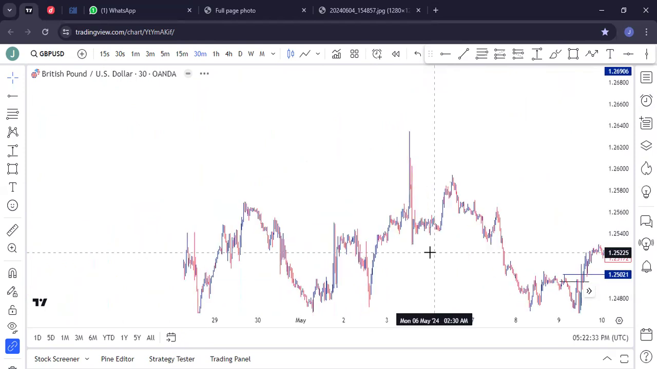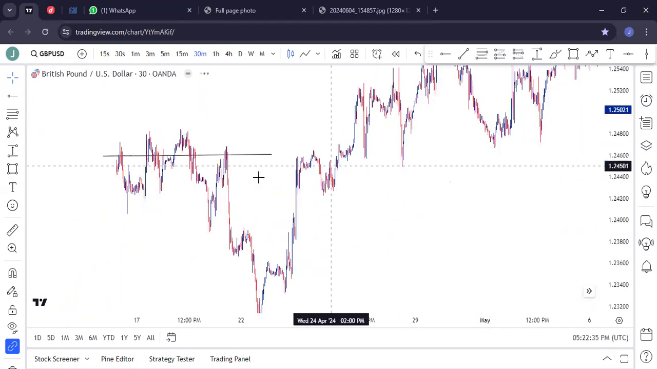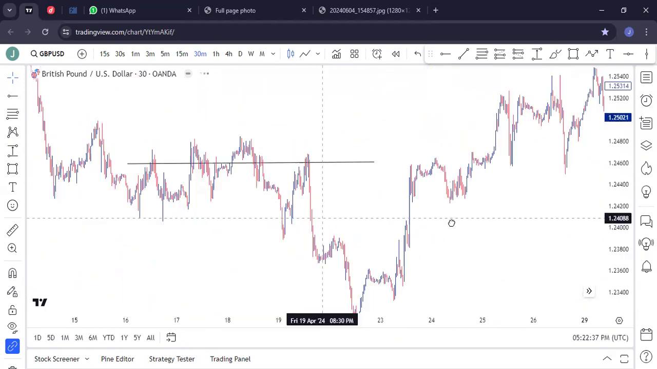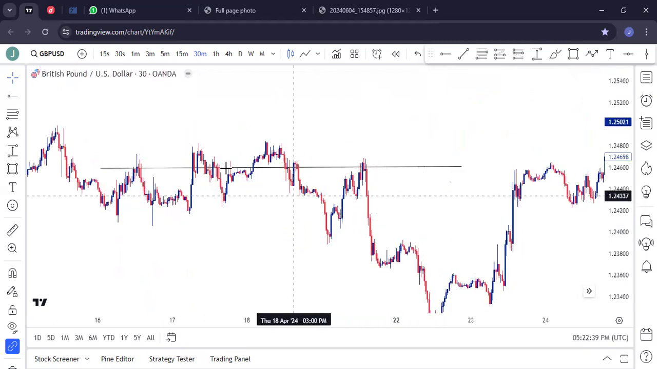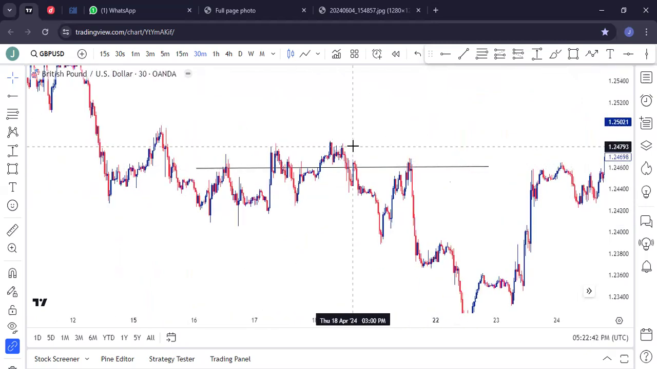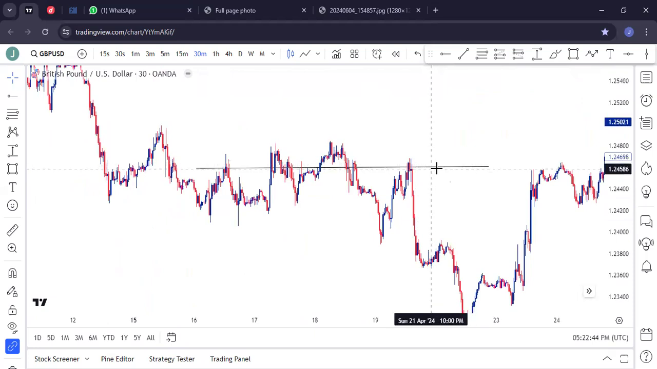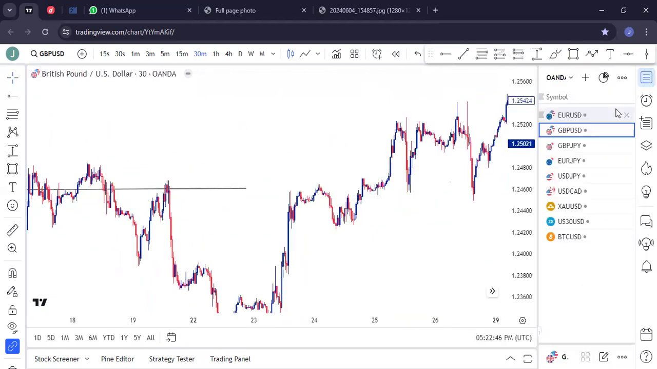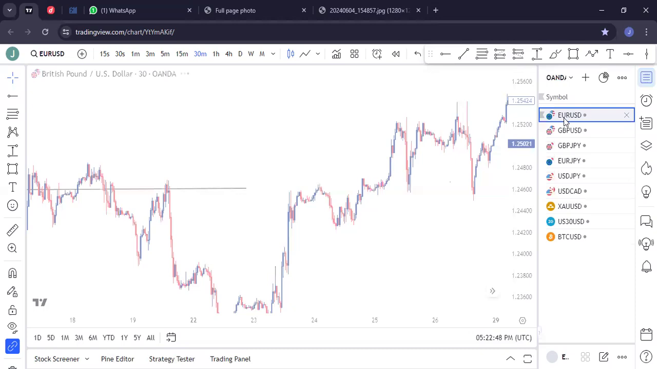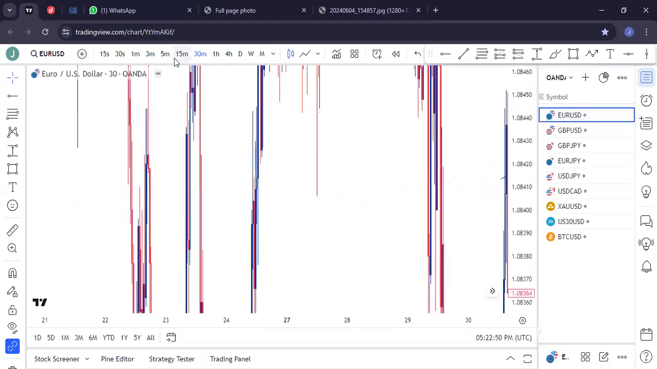So another example, this was the liquidity engineering. Okay, let me use another pair here. Let's test this.